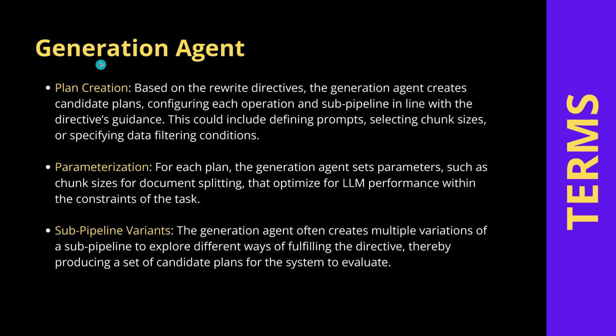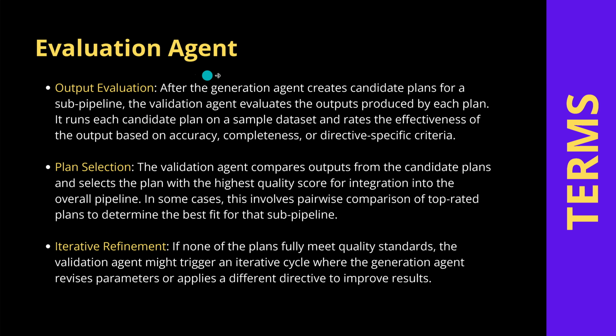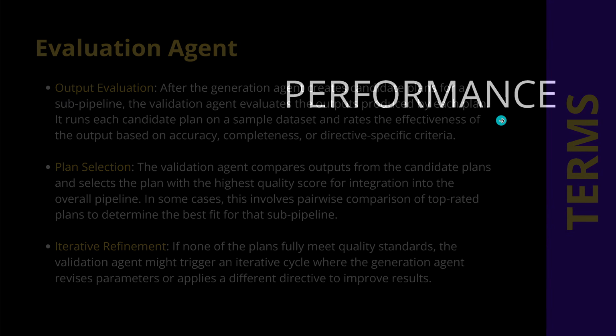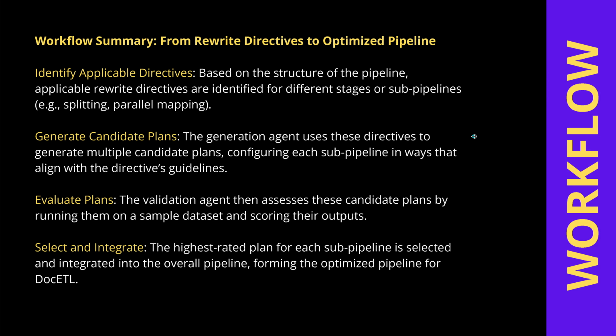For my green grasshoppers, what is the task of the generation agent? The plan creation, the parameterization, and the sub-pipeline variants. And for the evaluation agent, the output is now evaluated by this agent. You have a plan selection based on the performance, and you can start your iterative refinement. Let's talk about the performance. And I put in now the information about the workflow.